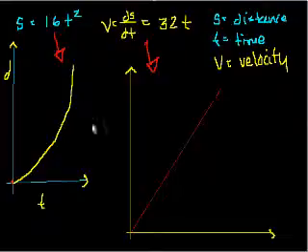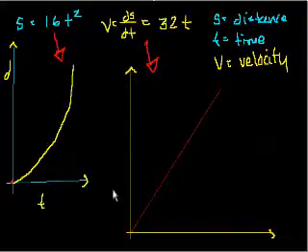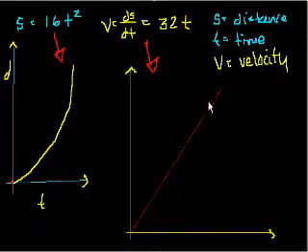Keep that in mind. Well, let's look at this. Let's assume that we were only given this graph, and we said, this is the graph of the velocity of some object.